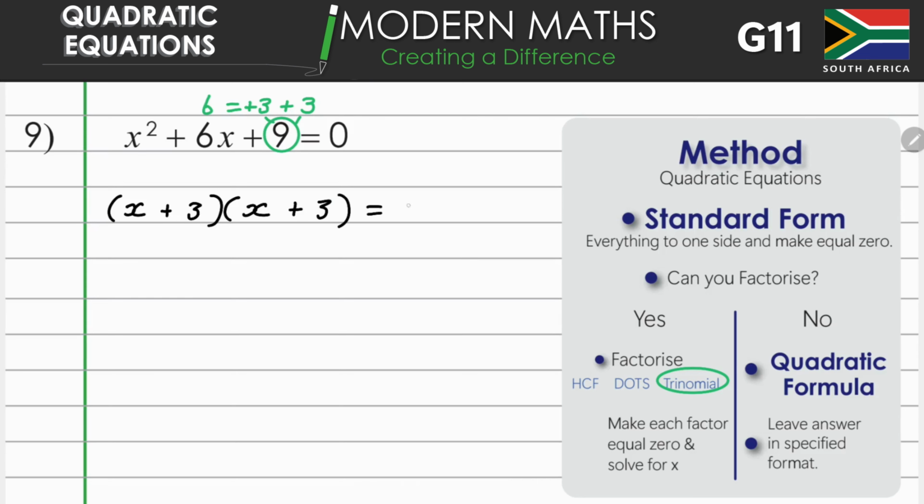Now, notice how our factors are identical. So we only have to work with one of them. We don't have to do both, because then that's unnecessarily stating the same thing twice. So we only grab one of them and work with one of them if we see that they are identical. So I'm just going to grab the first factor, x plus 3 equals 0. Take the 3 over, and I have got my only solution for x, which is x equals negative 3.